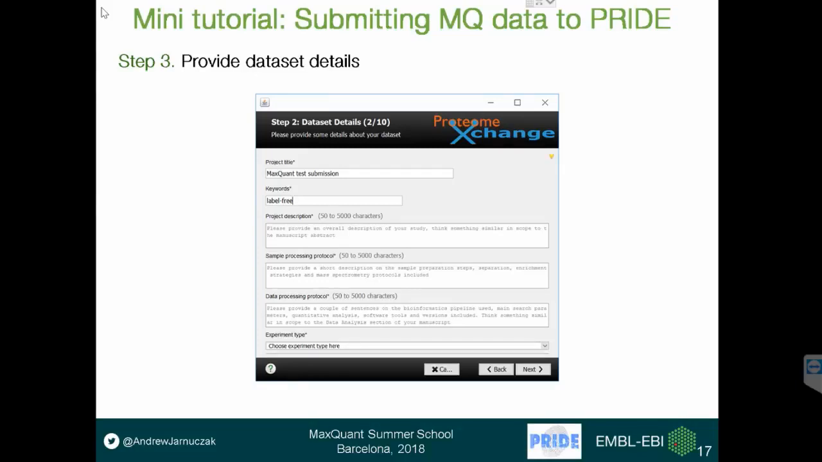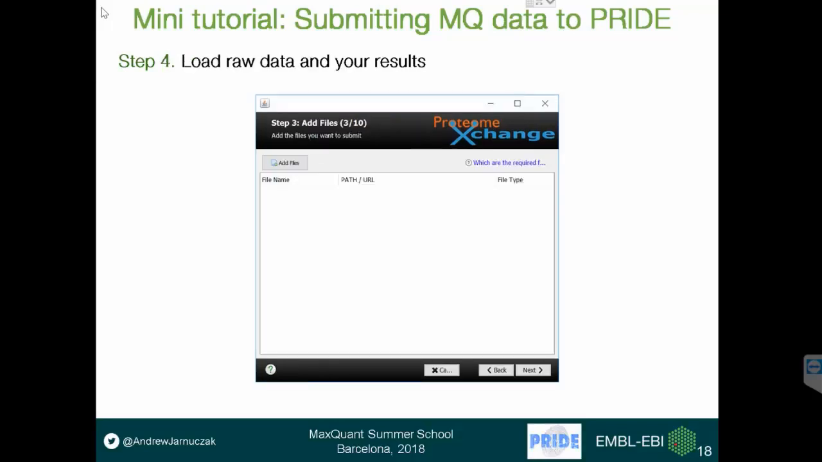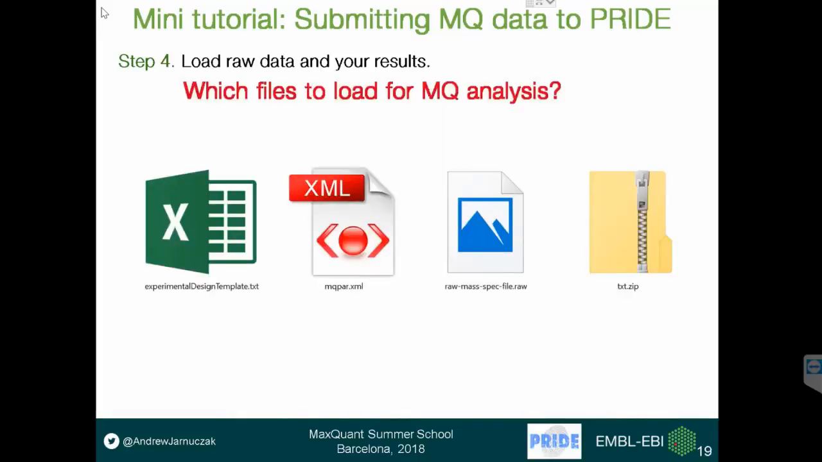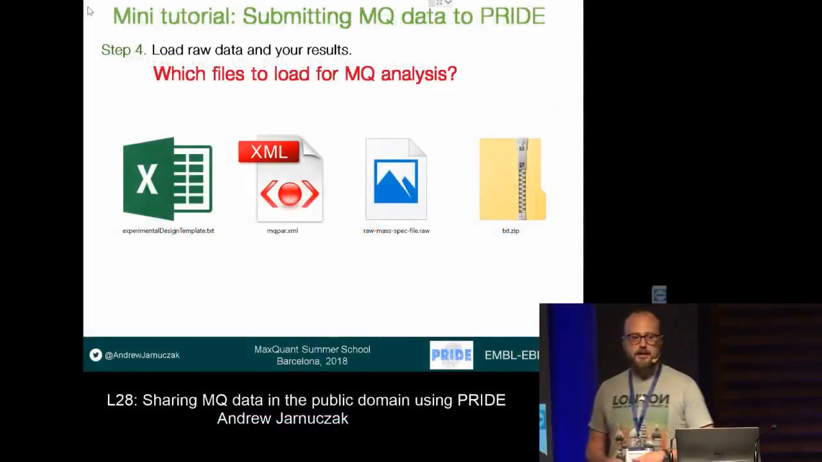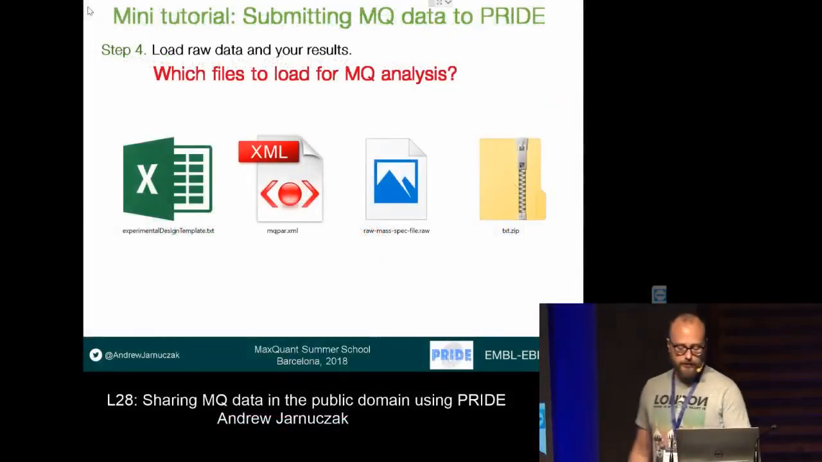You have to fill in the details about your project, like title, keywords, and description, whatnot. Then next, that's the step where you are ready to actually upload your data. So you click Add Files. For MaxQuant, you of course need your raw mass spec data. Then we tell people to zip up your txt folder, which contains pretty much all the search results and quantification that you need. That's the bare minimum. It's also very good to add the mqpar file and the experimental design template, because that will be metadata about the biological part of the experiment.